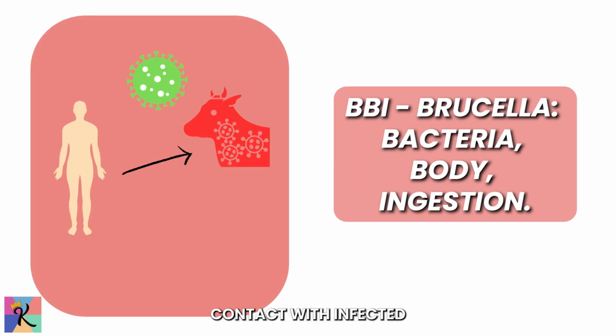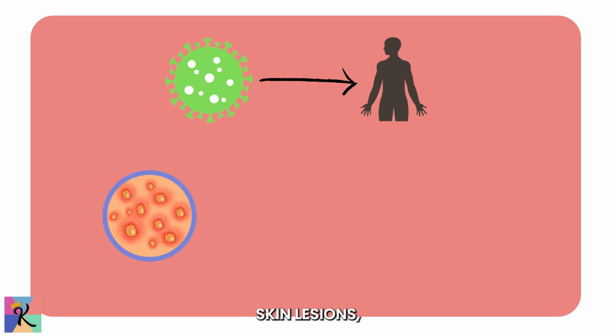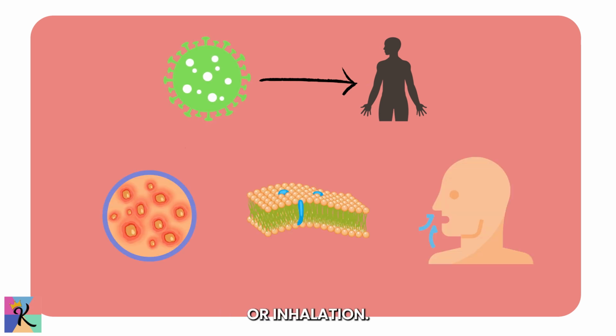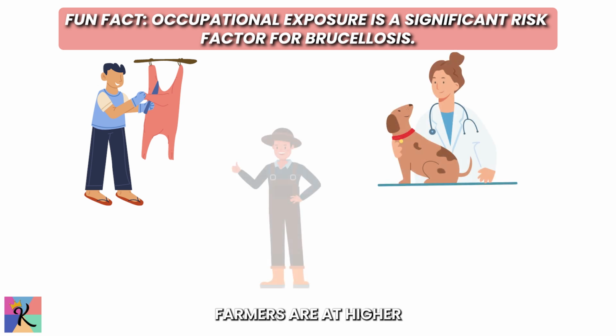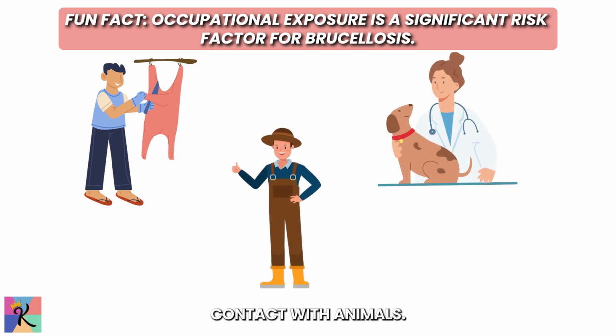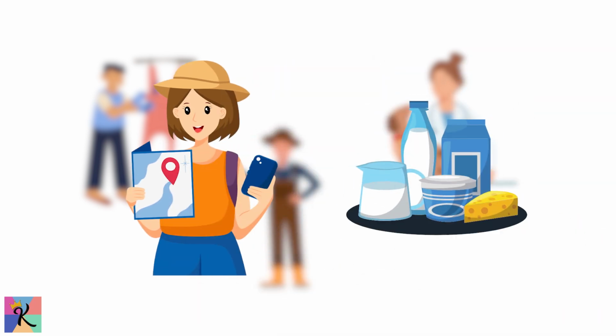The primary routes of transmission include direct contact with infected animals or ingestion of contaminated animal products like unpasteurized milk and cheese. Brucella can enter the body through skin lesions, mucous membranes, or inhalation. People working in slaughterhouses, veterinarians, and farmers are at higher risk due to their close contact with animals. Additionally, travelers to endemic areas should be cautious about consuming unpasteurized dairy products.